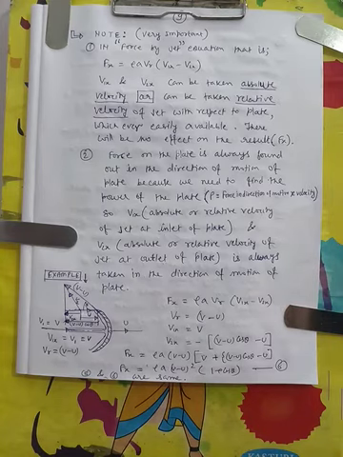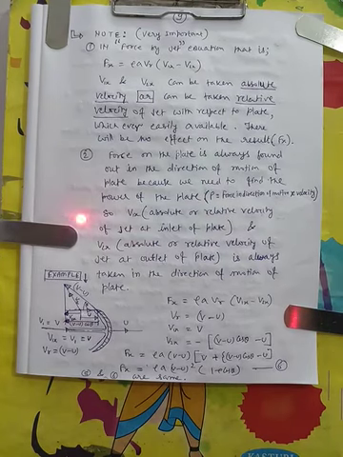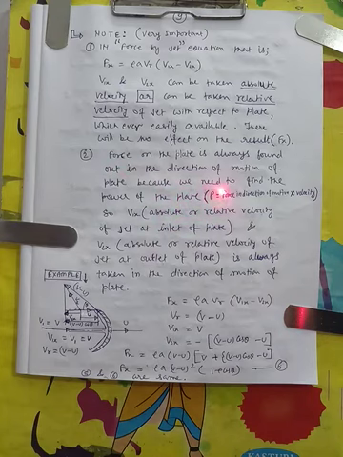And now the second important point is the force on the plate is always found out in the direction of motion of plate, because we need to find out power of the plate. And what will be power? Power is equal to force in direction of motion into velocity of the plate. Force in the direction of motion of plate into velocity of plate.